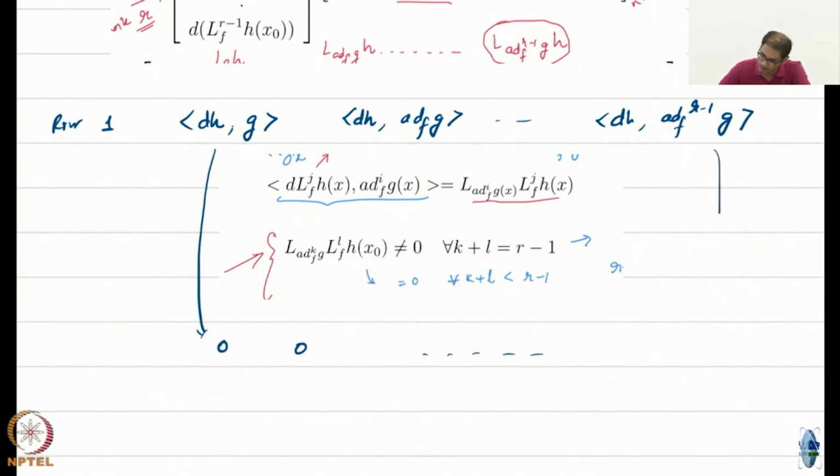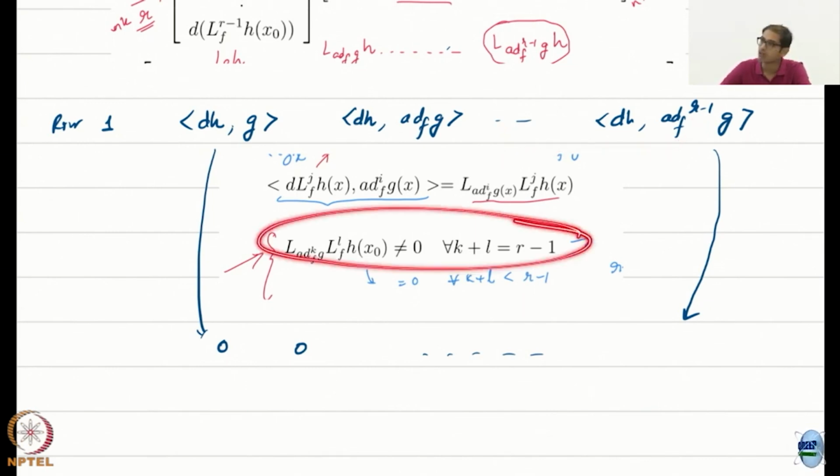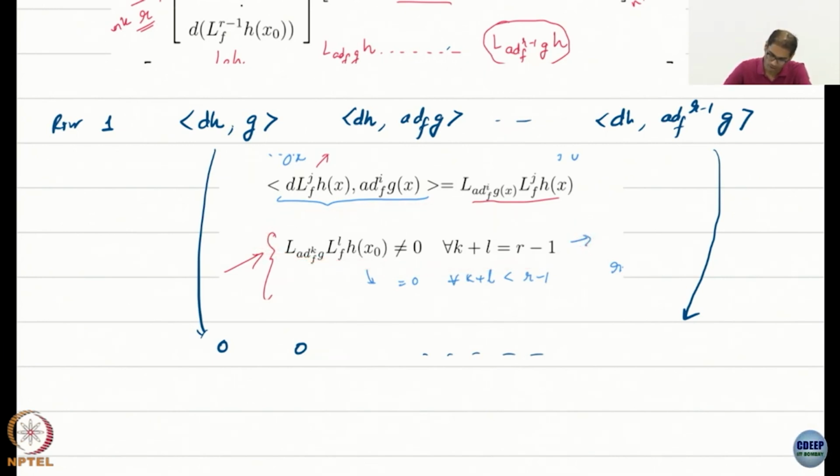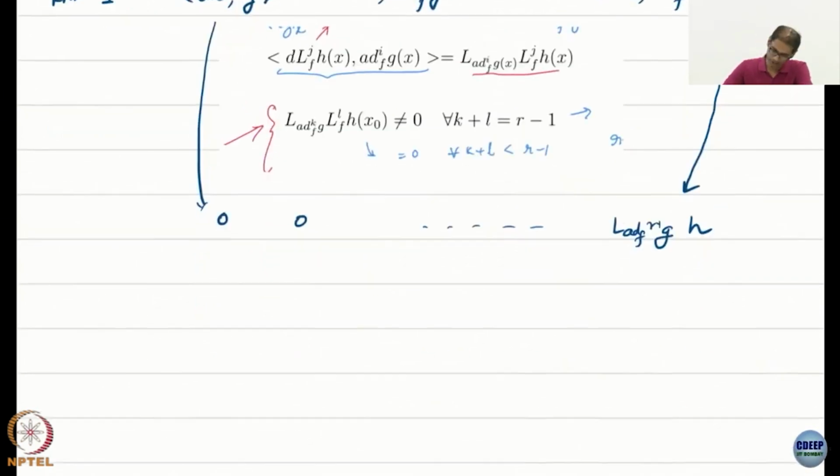Let's look at the last term directly. What is the j here? 0, because I didn't change the first term at all. j remains fixed. i is R minus 1, so the sum is R minus 1. Non-zero. So I am just going to write it as L ad f^(r-1) g h. That is row 2.